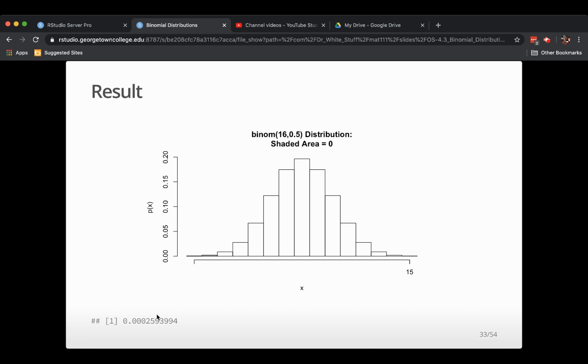But it shows here in the console where it added up the height of the 15 rectangle and the 16 rectangle. Together they added up to about 0.000259. A very, very small chance indeed. In fact, in the title for the graph, where it says the shaded area, which is this sum down here, it just rounded it down to 0 because the chance was so very, very small.